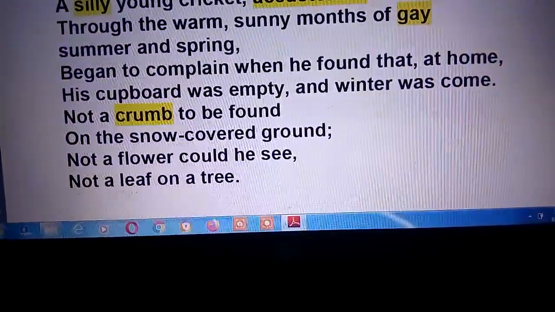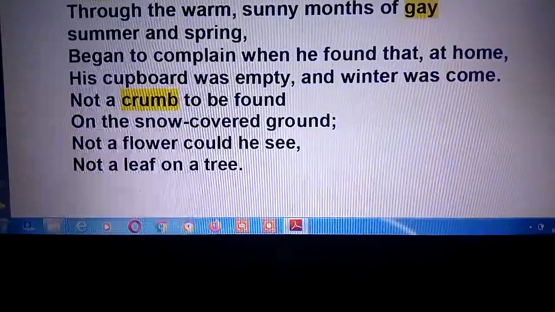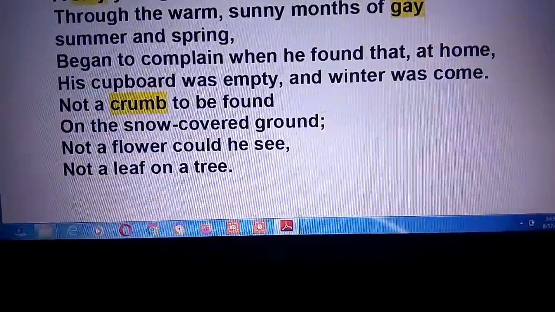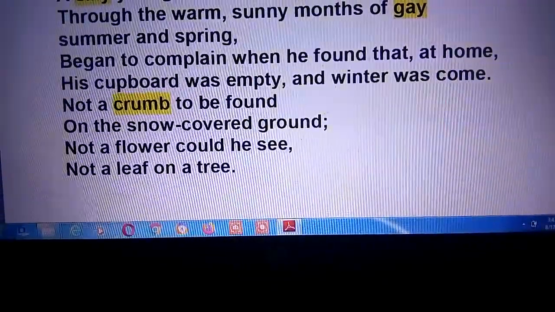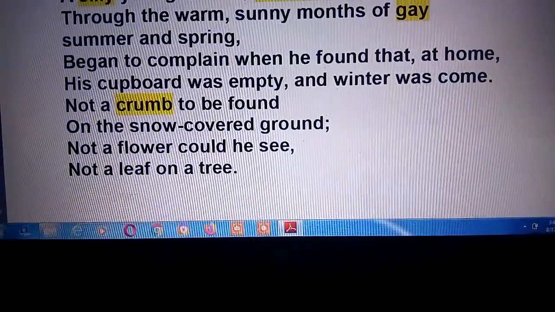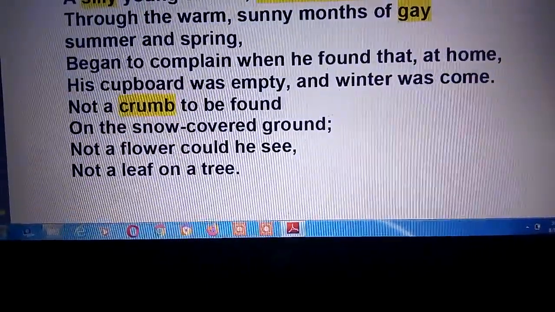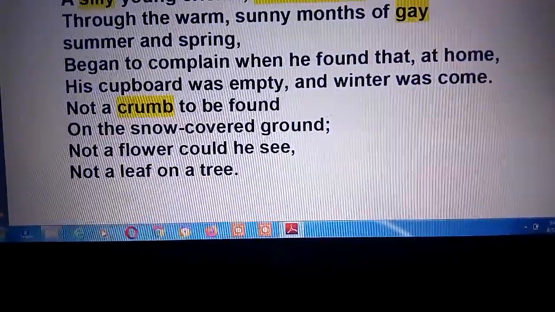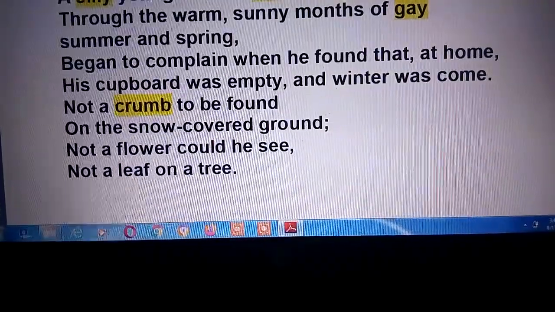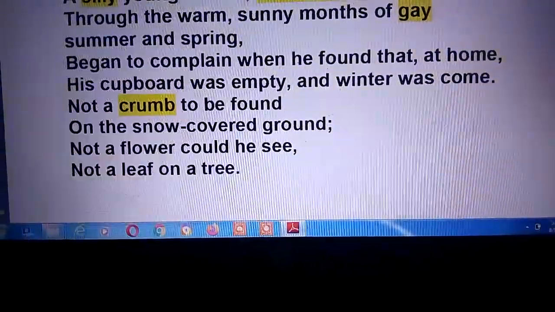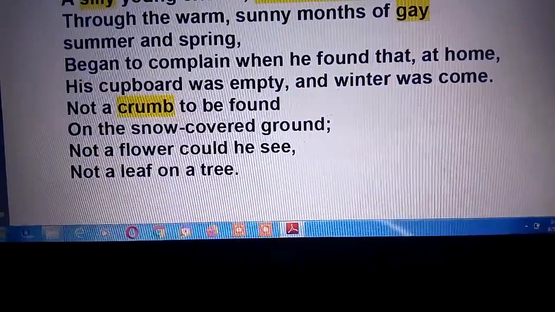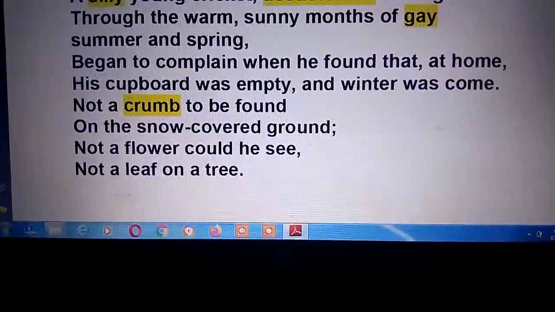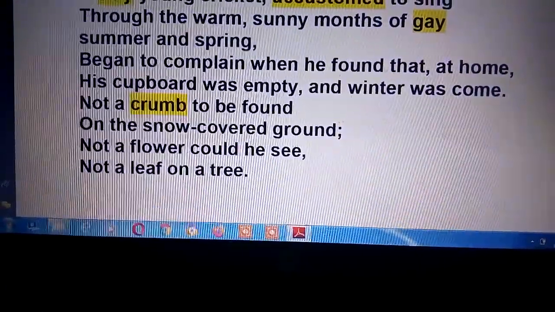So he began to complain when he found that at home his cupboard was empty. There was nothing to eat in his cupboard. The winter had come, and not a crumb to be found, and there was not a single piece of bread or anything eatable to be found. Any piece of an eatable thing is a crumb. So bread crumbs, very small pieces.